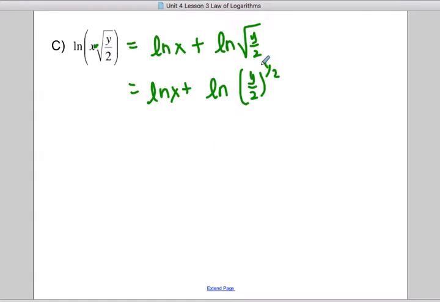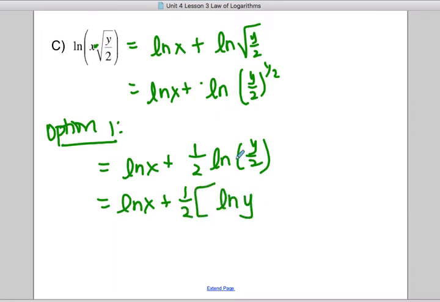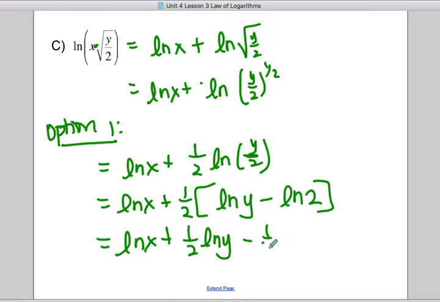Option one is to take my 1/2 and put it down here, but then you must be careful. So we're going to continue expanding. Here's kind of option one. You can think about it either way. We'll have ln of x plus 1/2 ln of y over 2. Then you still have to expand this because it's division, so we're going to rewrite it with subtraction. So it'd be ln of x plus, now this 1/2 goes to all of it, so bracket ln of y, division, so minus ln of 2. Then you would distribute your 1/2. So your final expanded answer would be 1/2 ln of y minus 1/2 ln of 2.